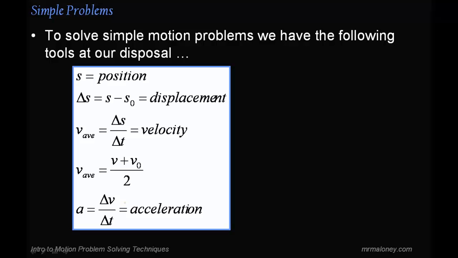Remember, this is only good when an object is accelerating at a constant rate, which is the final velocity plus the initial velocity divided by 2, which is just like your grade point average, and our definition of acceleration, which is change in velocity over time.